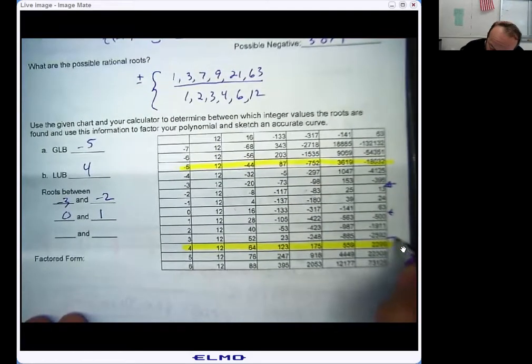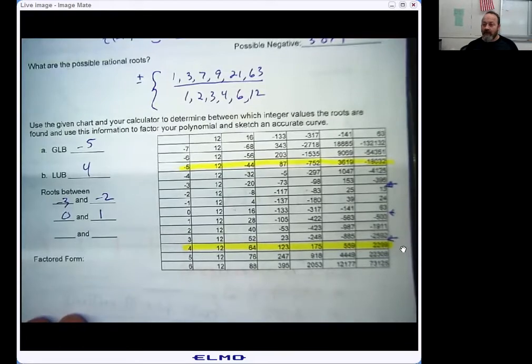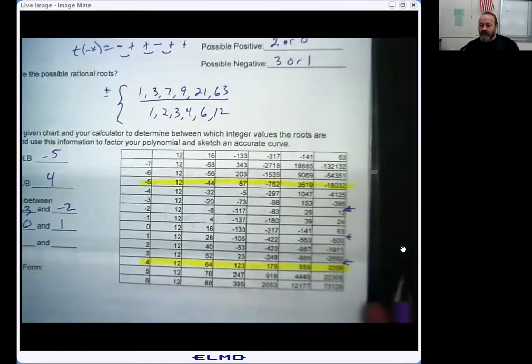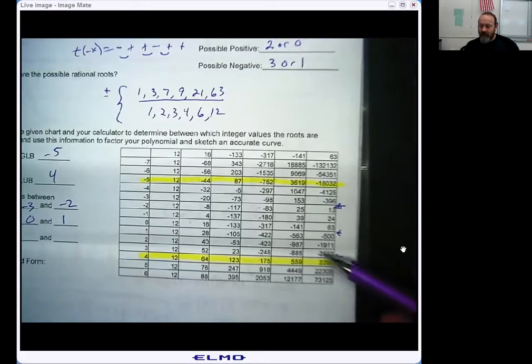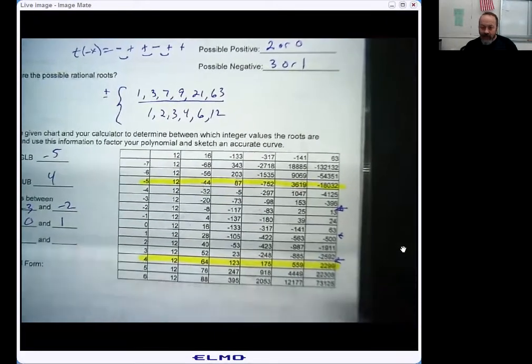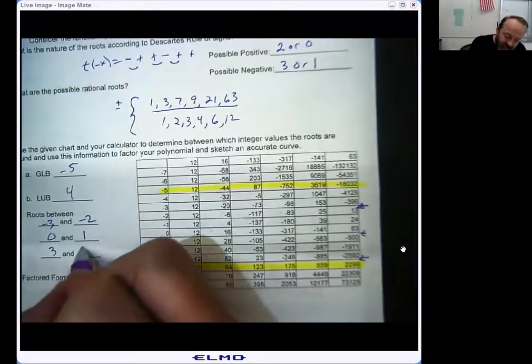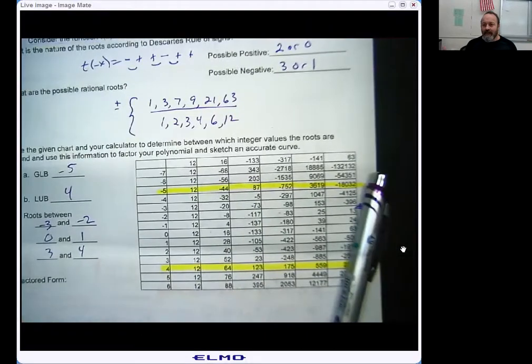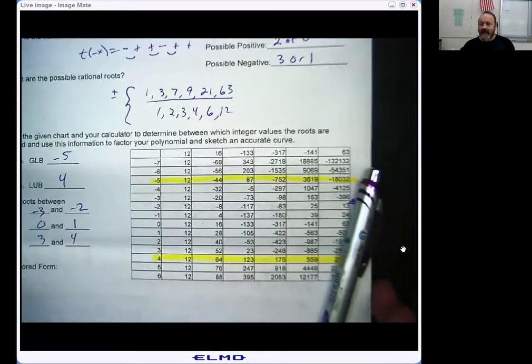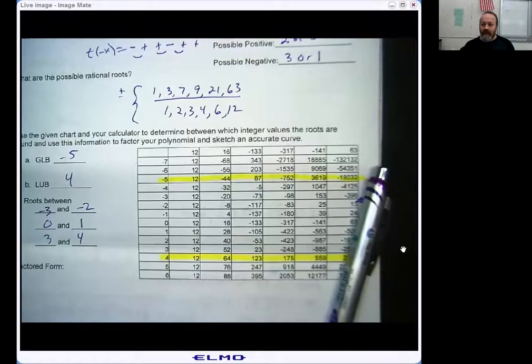And then last, there's one more right in here between 3 and 4. Sorry that the camera is a little fuzzy right there, but notice that it went from a negative to a positive. So there's one between 3 and 4. But to be honest, I didn't really like this because I'm just seeing an awful lot of information that's going to be a little bit tough.